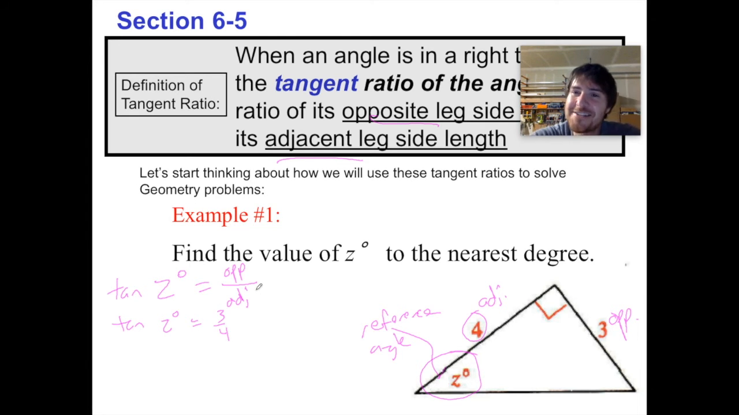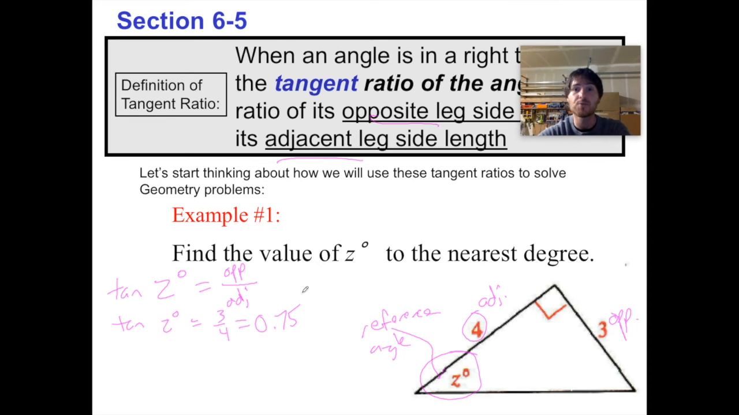Wait, 3 over 4, hold on a second. That's a decimal, pretty close to 1. A lot of your numbers are going to be pretty close to 1, unless your degree measurement is like 89 or 88, where it gets much higher. You might have seen that on the earlier slides. So 3/4 is exactly 0.75. So how am I going to get my answer in this situation? My tangent ratio is 0.75. Oh, remember, any acute angle has a unique tangent ratio.